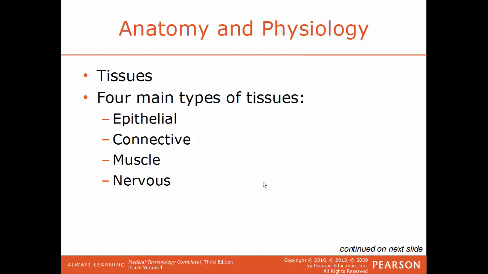All material in your body falls into one of four categories of tissues. It's either going to be epithelial tissue, connective tissue, muscle tissue, or nervous tissue. So everything in your body falls into one of those four different categories. The broadest category of these four is connective tissue. That includes things such as bone in your skeleton, blood, different types of cartilage. This covers a very wide range of different types of tissues.